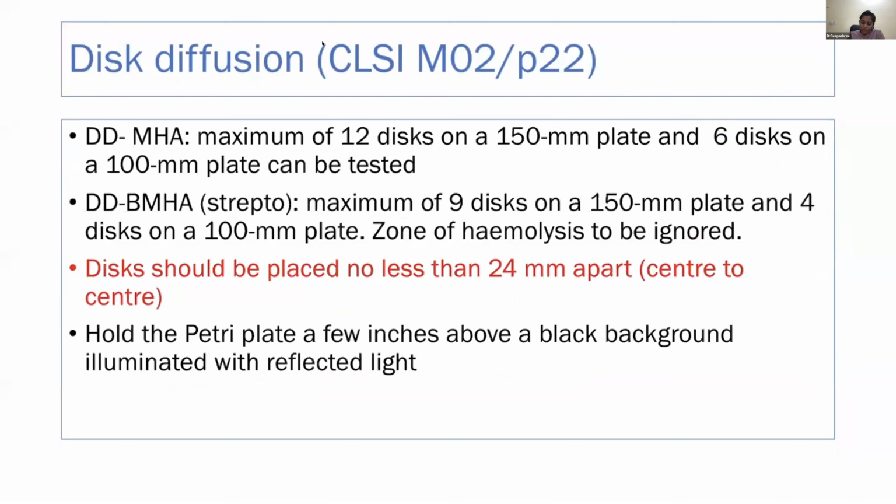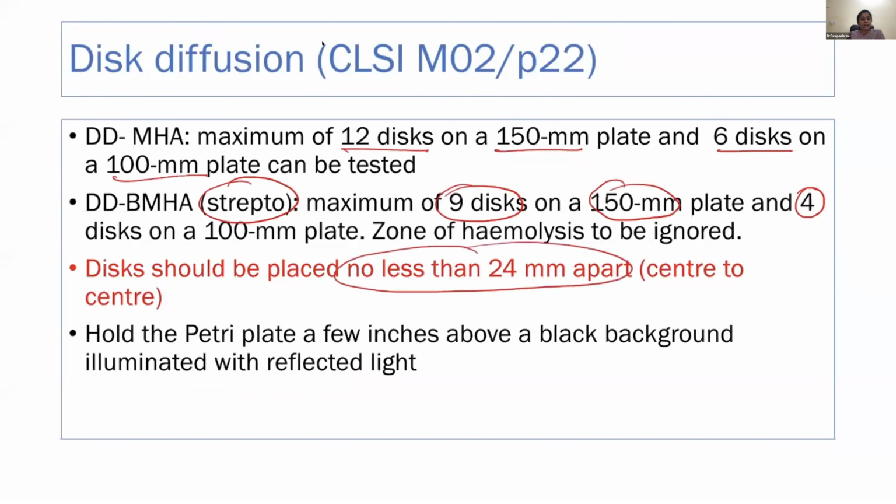So let us see the important points here. We have seen 12 discs in a 150 mm plate and 6 discs in a 100 mm plate is what is recommended. For Streptococcus with 5% blood in Mueller-Hinton agar, usually the zone sizes are larger. That is why a lesser number of discs is recommended: in a 150 mm plate, 9 discs should be put and 4 discs in a 100 mm plate. Otherwise, in non-fastidious organisms you put 6, whereas 4 in fastidious organisms, because the zone sizes are usually larger. So discs should be placed no less than 24 mm apart, center to center.